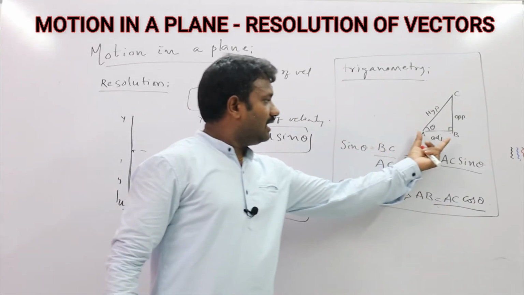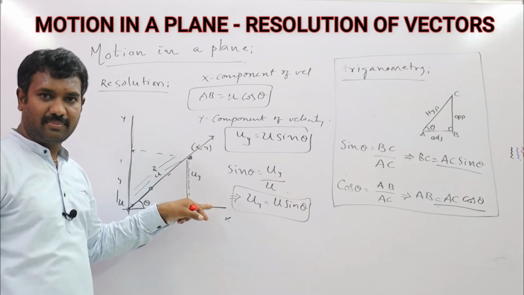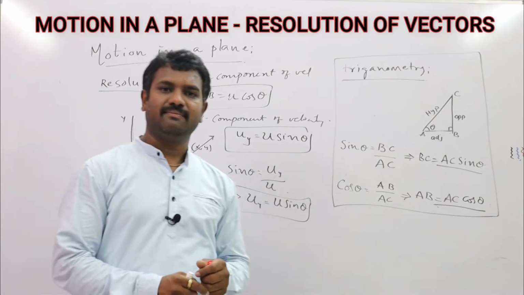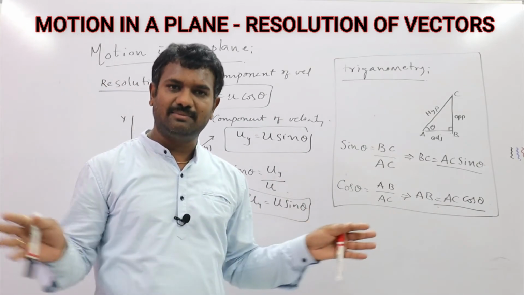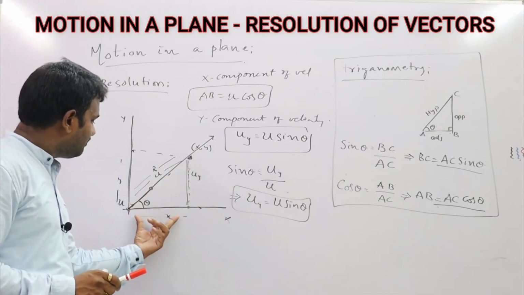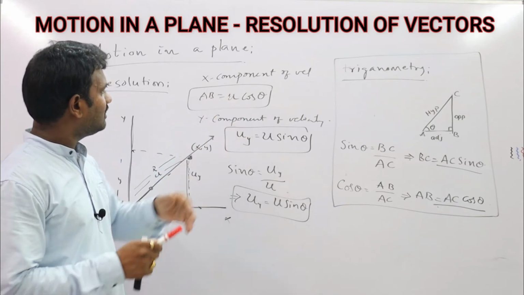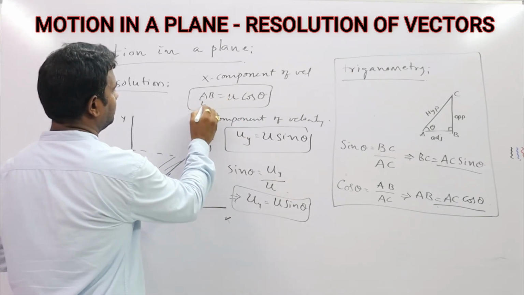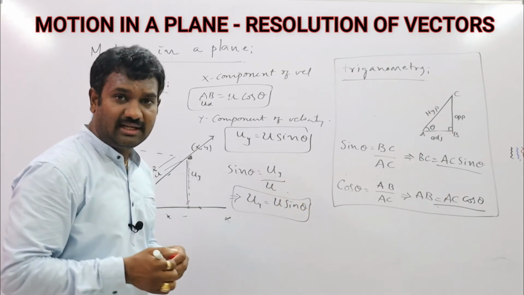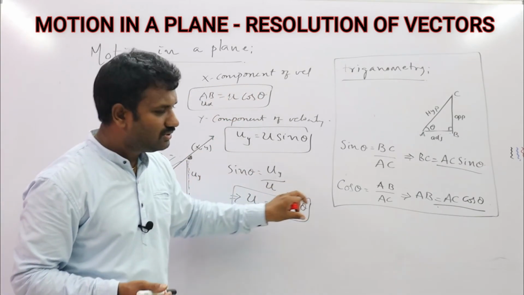See here, I split this like a distance. Here I am splitting velocities. We can split any physical quantity into two components. It could be velocity, force, displacement, whatever. Now remember, this is our x component and this is our y component. What is our x component? AB, u cos theta. This is ux. This is uy, the y component, u sin theta. In general, in all books, it is represented like this only: ux equal to u cos theta, uy equal to u sin theta.